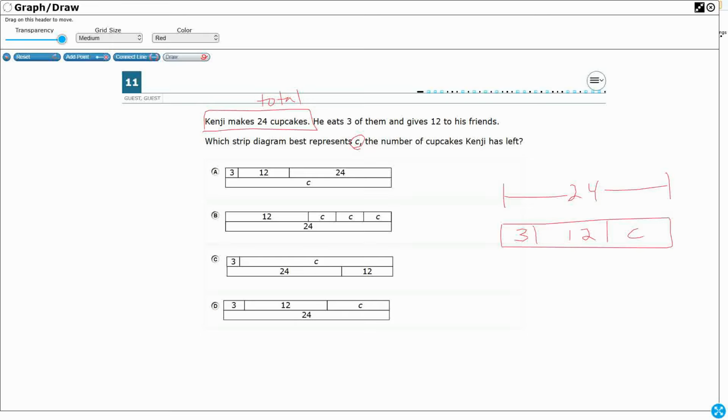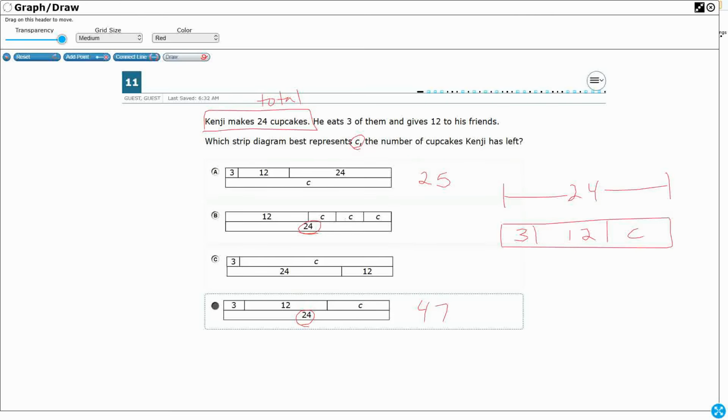Now, they've got their total on the bottom. That's fine. So it can either be this one or this one. And as you can see, it is going to be this D, this 12 plus C. It's not 3 C's. It's just he eats 3 of them. So our answer here is going to be D. And we had 47% of our students able to get this. 25% were able to get this.